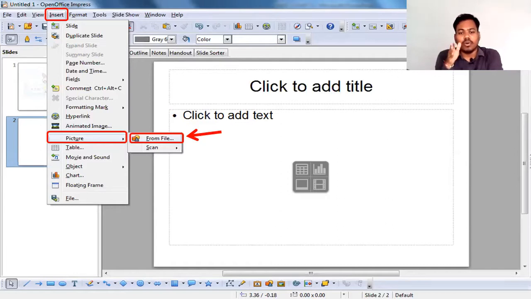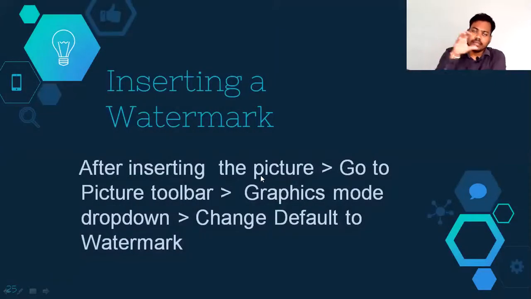So whatever you want to insert in your presentation, you have to click on the Insert tab. When you click on Insert tab, Picture, From File, what will happen? That image will be inserted into your presentation. Understood? Now next is inserting a watermark.